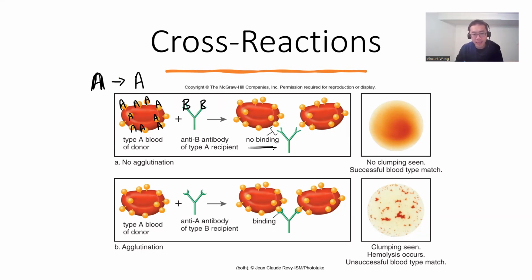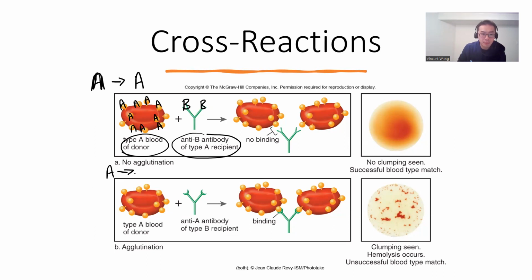So no binding, no reaction. It's a safe transfusion. If you mix the donor's RBC with the recipient's antibody in a petri dish, like in a lab, you will see no clumping. Let's take a look at the second situation.